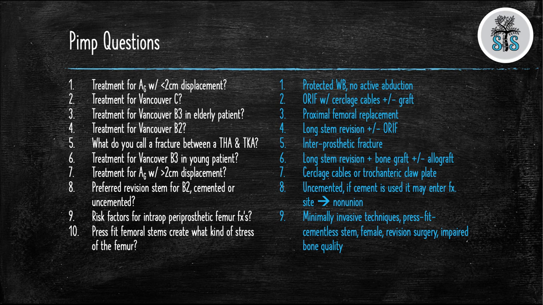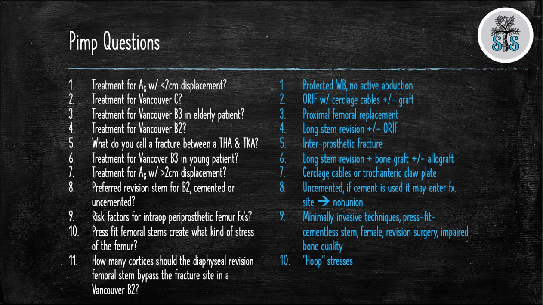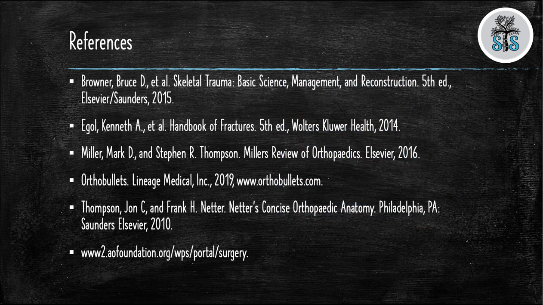Question 10. Press fit femoral stems create what kind of stress on the femur? Hoop stresses. Question 11. How many cortices should the diaphyseal revision femoral stem bypass the fracture site in a Vancouver B2? Greater than 2 cortical diameters. And that's all for periprosthetic fractures around a total hip.